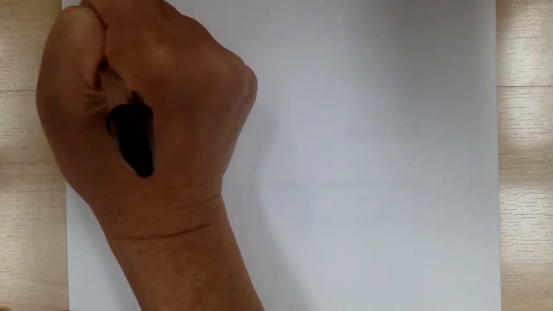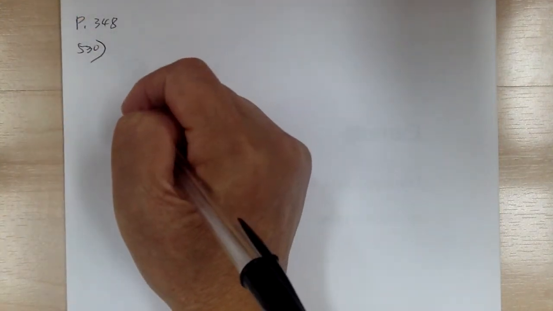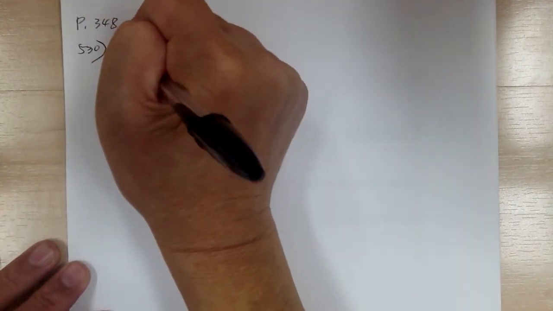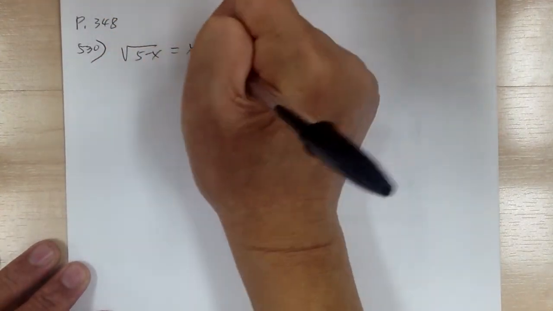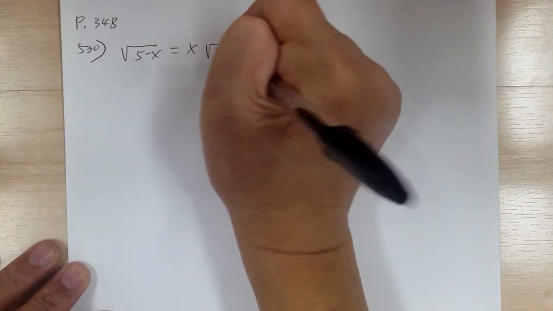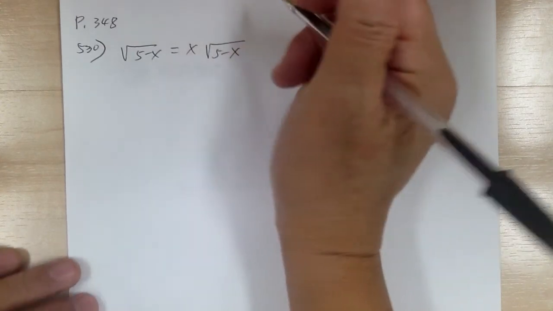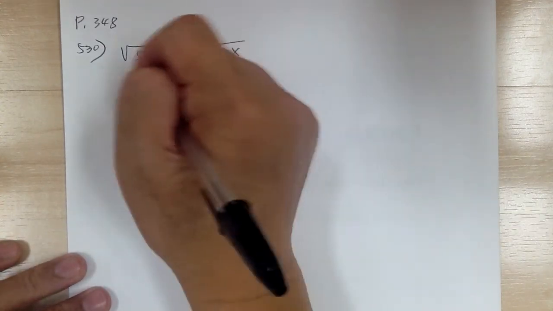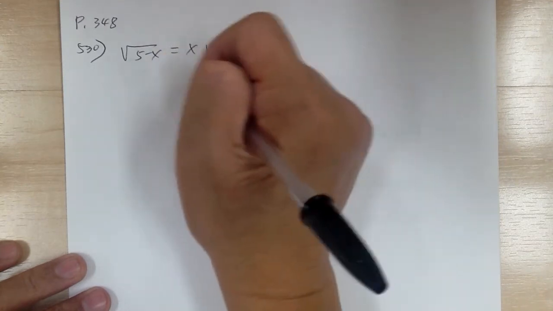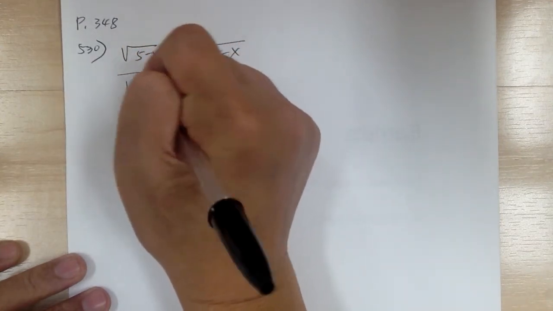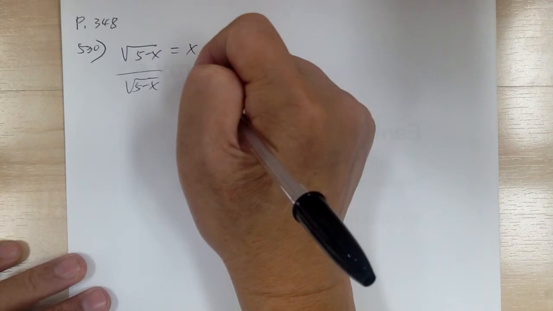Okay, let's go to the next one. Okay, 530. So how many distinct roots satisfy this equation? So you got square root of 5 minus x equal to x times square root of 5 minus x. Okay, so one quick way is to divide both sides by the square root of 5 minus x. You can also do it by moving over and doing the factoring. So either way, okay.